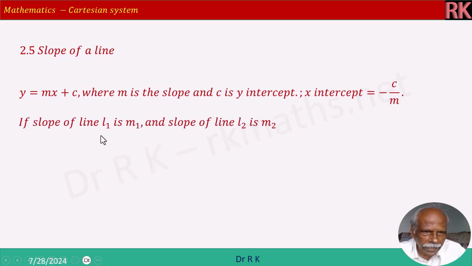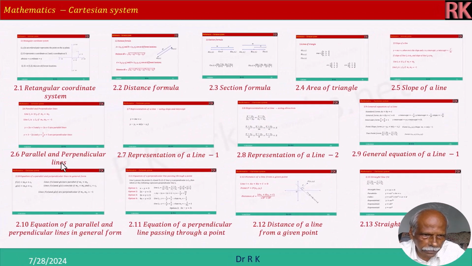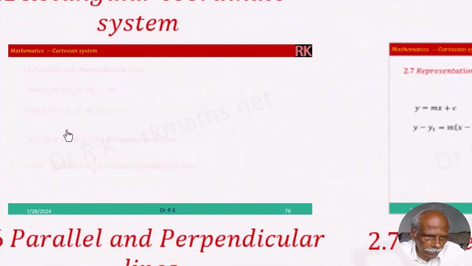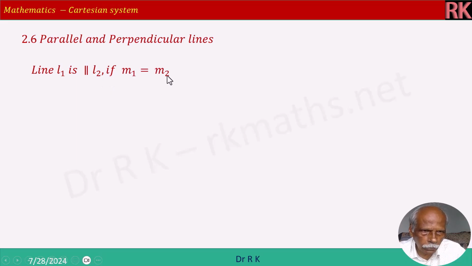If the slope of line L1 is m1 and the slope of line L2 is m2, then for line L1 to be parallel to L2, m1 should be equal to m2. Line L1 is perpendicular to L2 if m1 times m2, the product of the slopes, is minus 1. Very important. You have already seen it; we will see once more. Line L1 is parallel to L2 if m1 is equal to m2. What are m1 and m2? Slopes. Line L1 is perpendicular to L2 if m1 m2 is equal to minus 1.